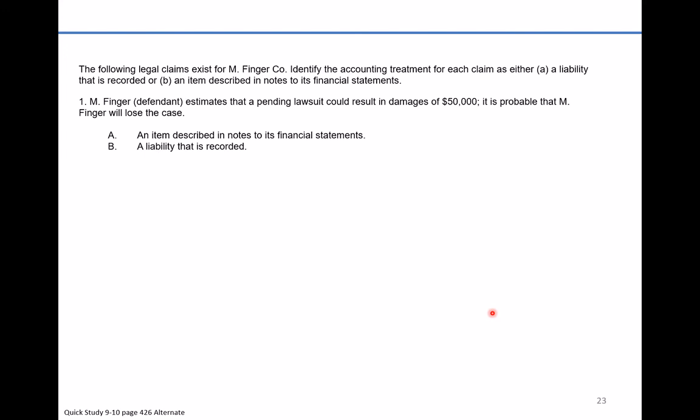And the answer will be what? Well, it will be B, because it can be reasonably estimated. How much? 50 grand. And the loss is probable that they'll lose the case.